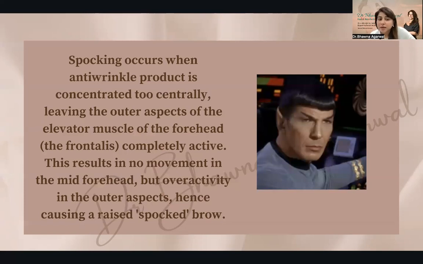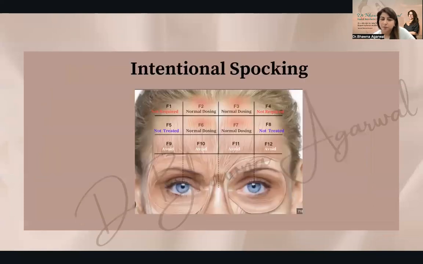That means spocking will occur when the anti-wrinkle product is concentrated too centrally, leaving the outer aspects of the elevator muscle of the forehead completely active. So this will result in no movement in the middle forehead, whereas there is normal movement or maybe overactivity in the outer aspects, causing a raised or spocked brow. So this is how an intentional spocking would be.